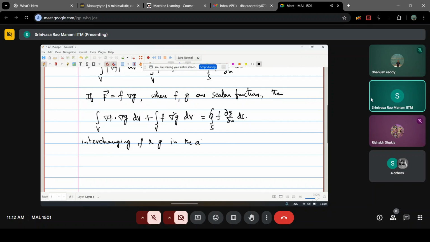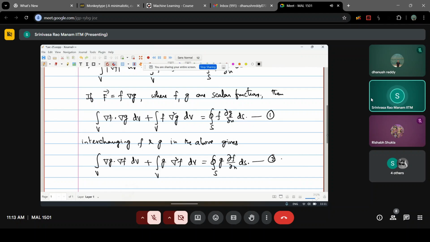Just interchanging f and g in the above gives another relation. So what is that relation? Over V, del g dot del f, both are the same, dV, plus over V, instead of f you have g, del squared f dV, equal to, here we just change, g into dou f by dou n dS. So this is 1 and this is 2.